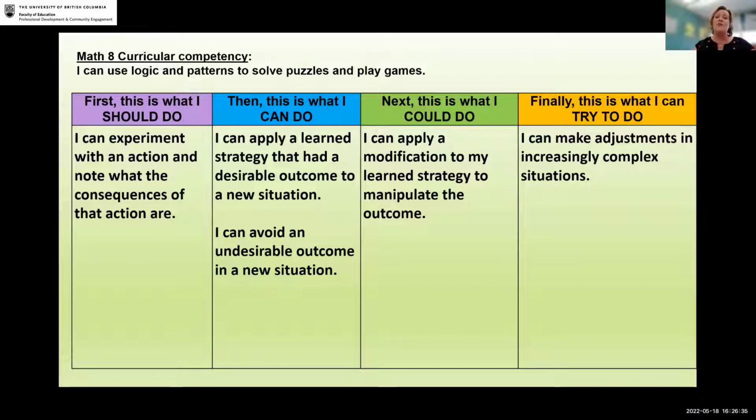And they're using language like, today I got to can do, tomorrow I'm going to work on could do, and this is my plan, and this is how I'm going to do it. And there's this student agency. I have my own goal, and this is what I'm going to do.